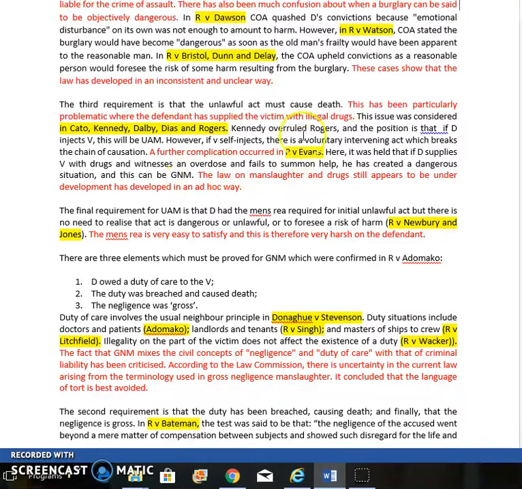And because this is a fairly recent case, Evans was 2009, it suggests that the law on manslaughter and drugs is still under development. It's developed in a very ad hoc way. We can't really predict where it's going to go in the future. So clearly that's an issue here.